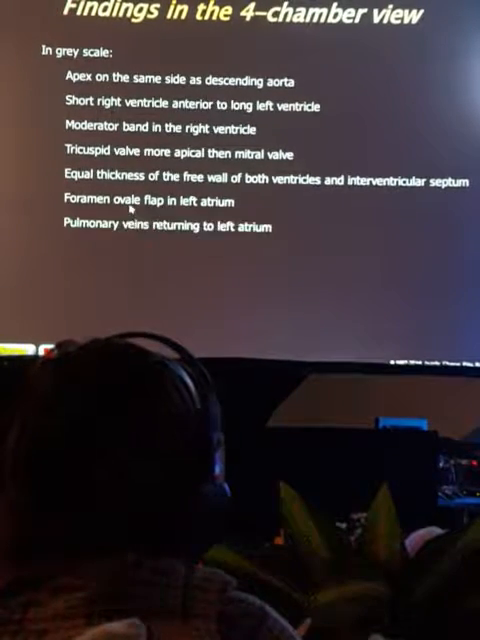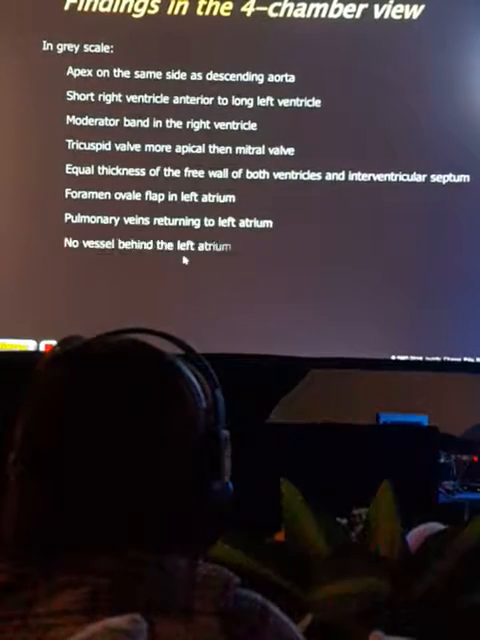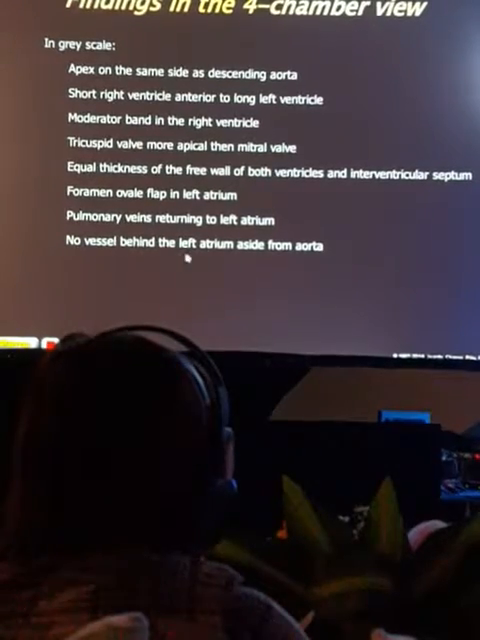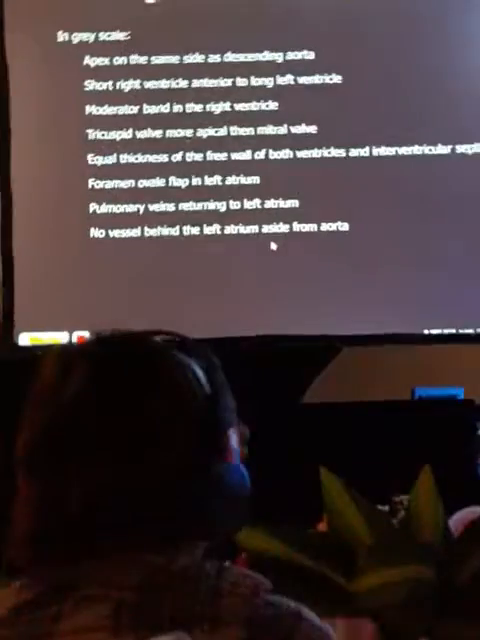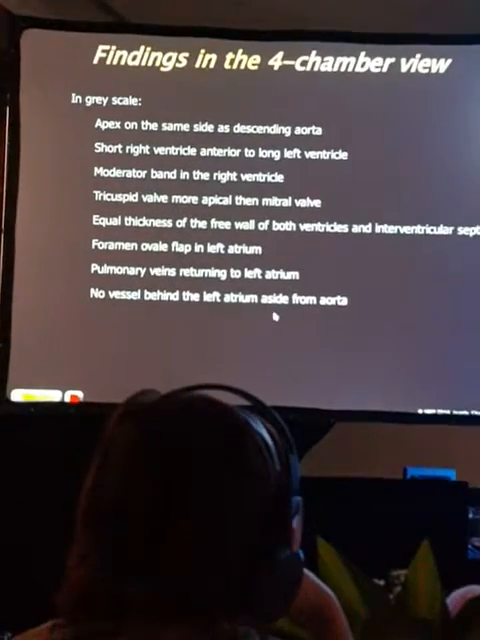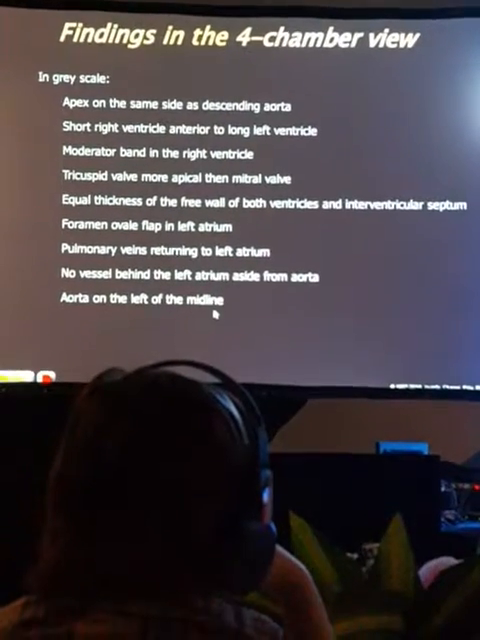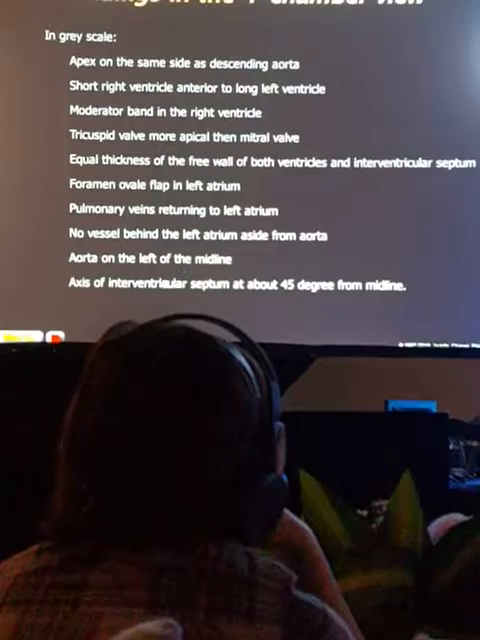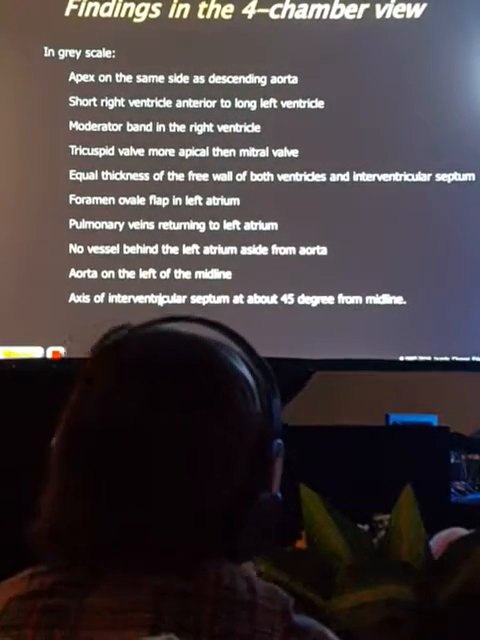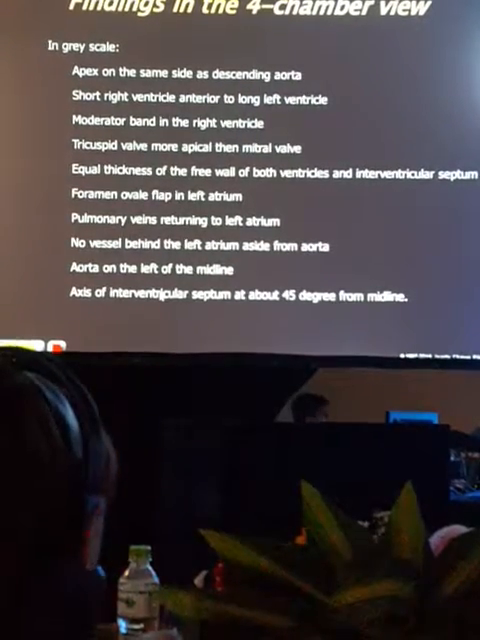The azygos is kind of okay. Pulmonary veins returning to the left atrium, no vessels behind the left atrium aside from the aorta, and the azygos if you look carefully, and the aorta should be on the left side of the midline, and the axis of the interventricular septum should be at 45 degrees to the midline.